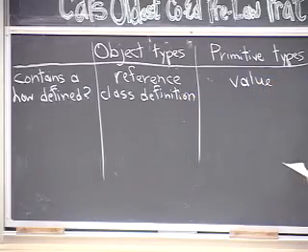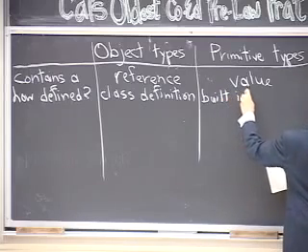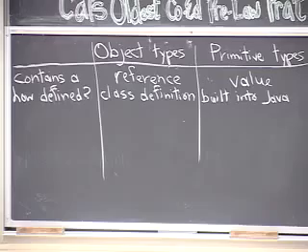Primitive types, on the other hand, you don't define them yourself. They're just built into Java. And you get to choose from what Java offers, and that's it.